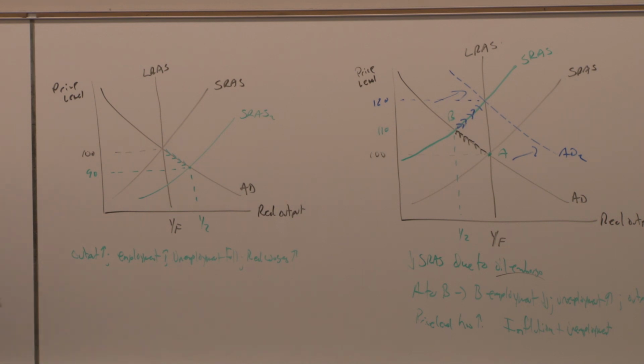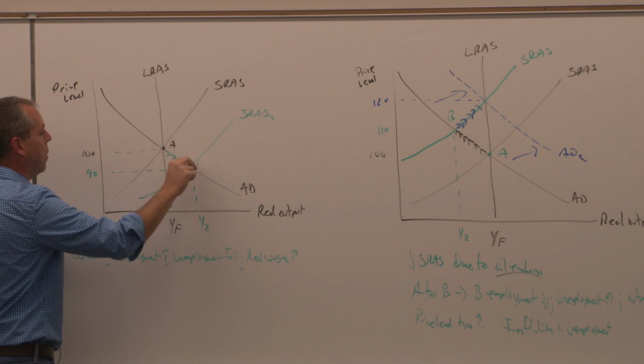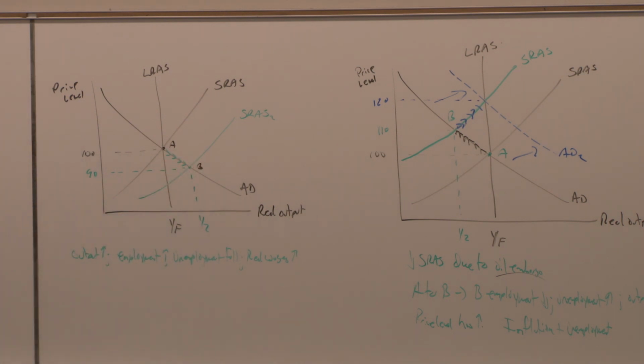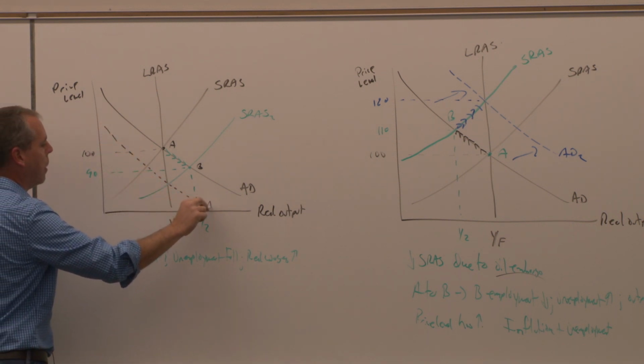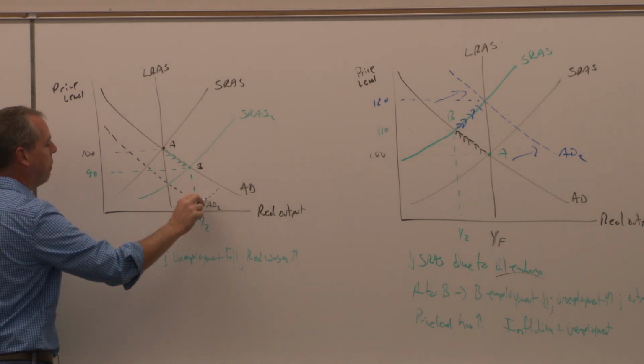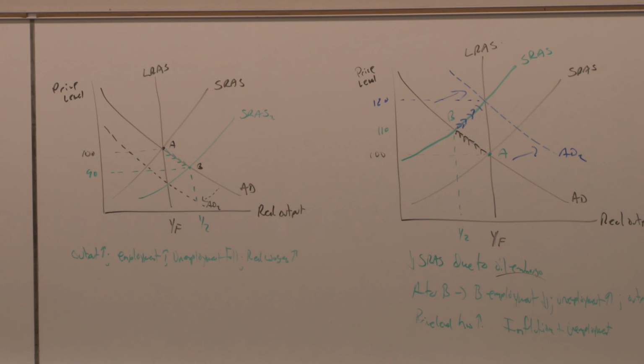Alternatively, rather than going back to this higher price level, we could, if we wanted to, because you know you're going to return to YF at some point anyway, you could do what? You could lower aggregate demand somehow. I'm not saying you have to, I'm saying you could. Return to the full employment level, which you're going to anyway, except now do so at a lower price level.